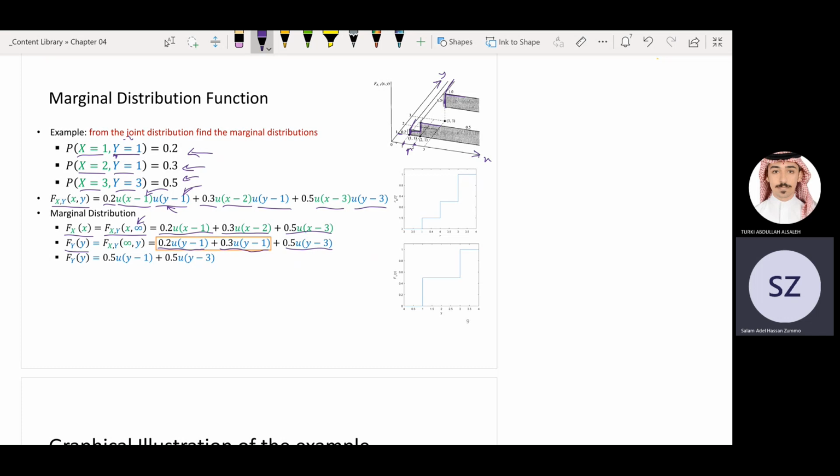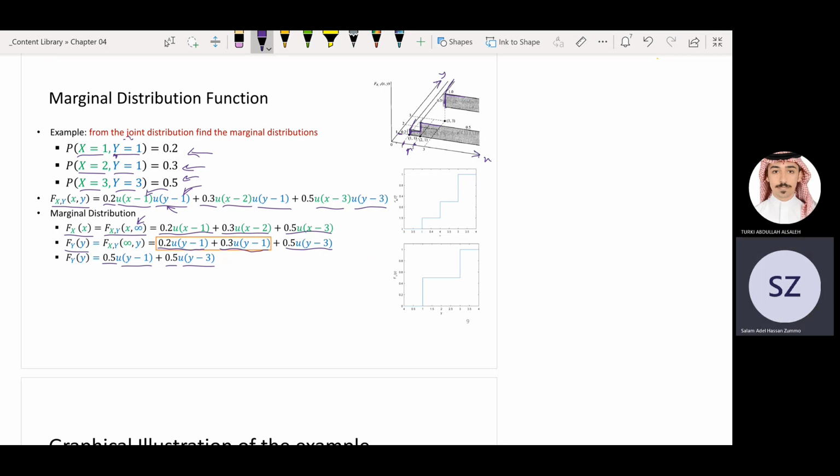So what do you see here? You see here two step functions at the same location, 1 and 1. You add them. What do you get? 0.5 u at 1 plus 0.5 u at 3. Now let's go and see the probability distribution. Now I'm interested in y. Forget about x.